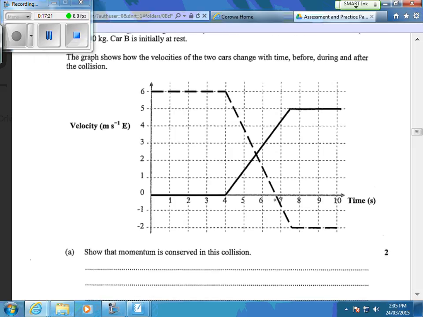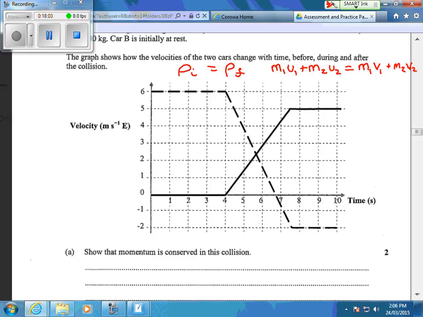So they're simply asking you to show that your initial is equal to your final. So what you need to show is that m car 1 times u car 1 plus m car 2 times u car 2 equals m car 1 times v car 1 plus m car 2 times v car 2. That's what you're trying to work out. That just means the initial equals the final. You could rearrange that if you wanted, but let's do it very simply.